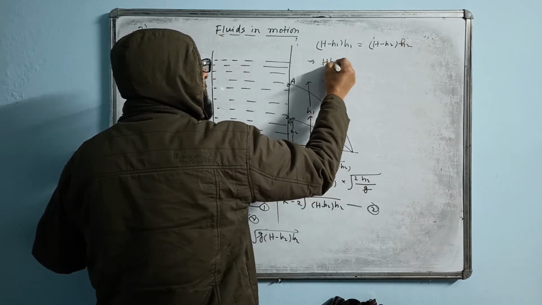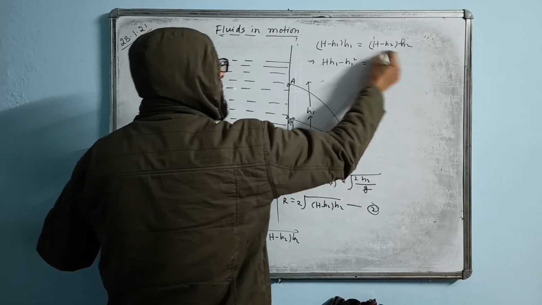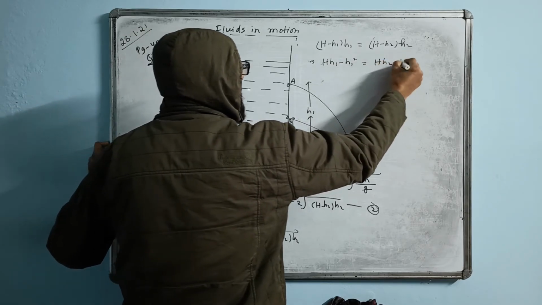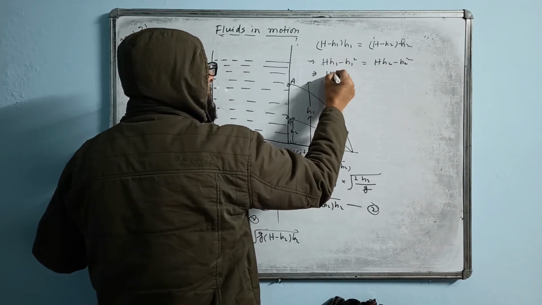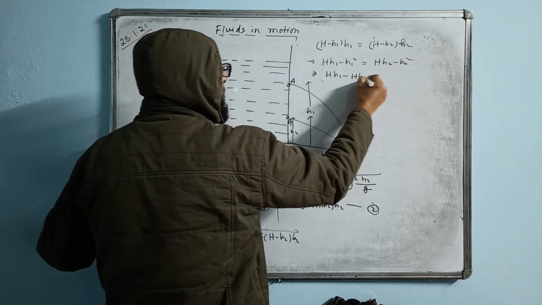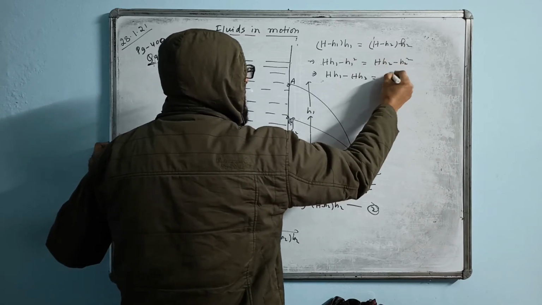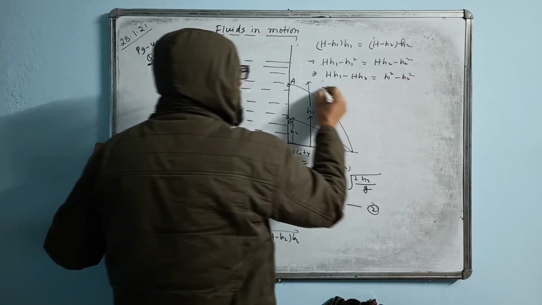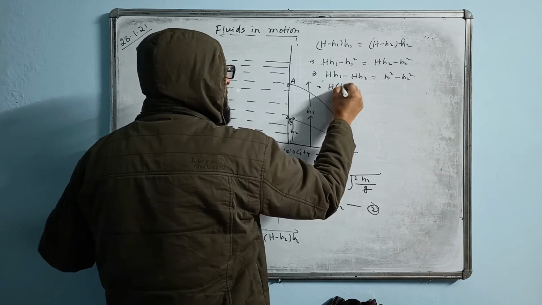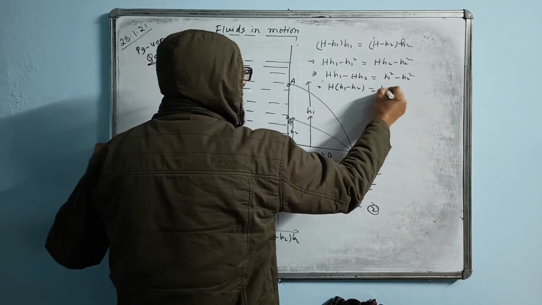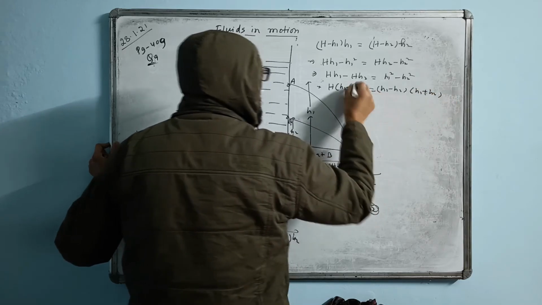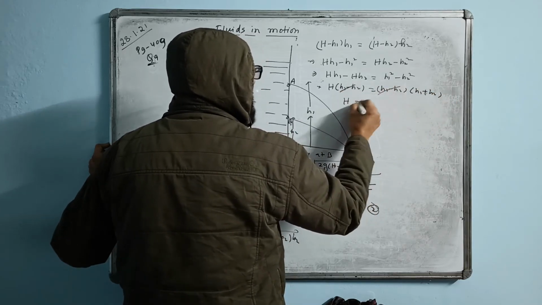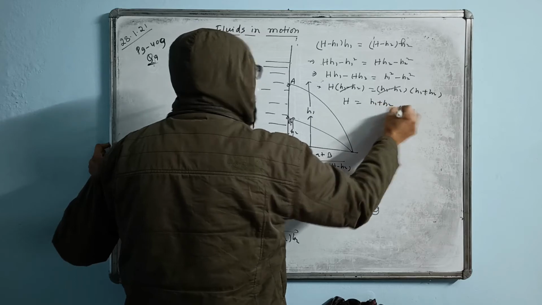Open the brackets, you get h h1 minus h1 square equals h h2 minus h2 square. Keeping the h terms together, h(h1 minus h2) is equal to, this will go that side, h1 square minus h2 square. (h1 minus h2) is common, so it becomes h1 minus h2 times h1 plus h2. These two cancel. Therefore, the h value will be h1 plus h2. This is the answer.